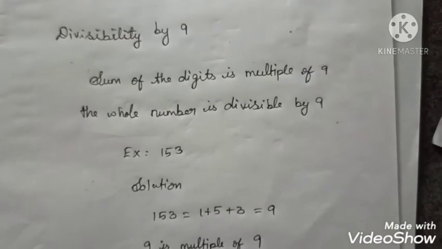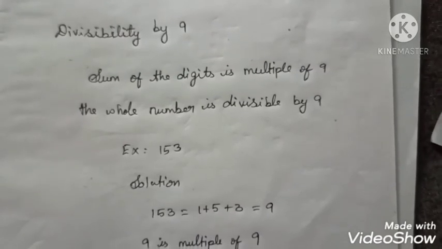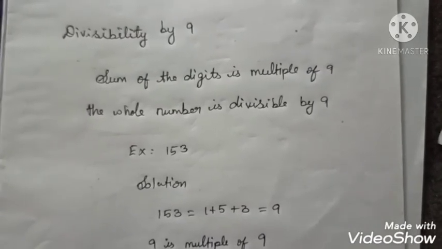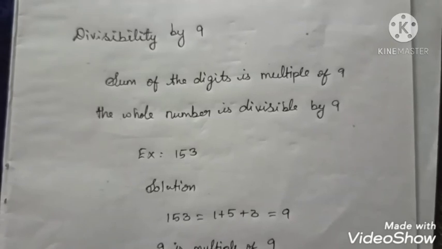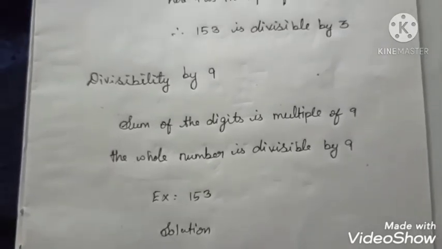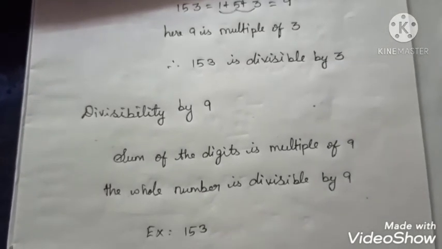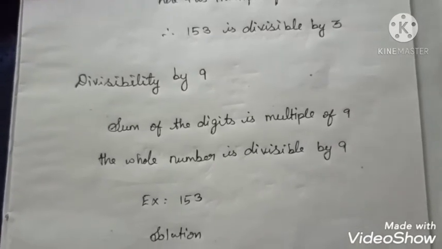Okay students, today we saw the divisibility rules. Divisibility by 2, 5, 10 and then 3 and 9. So 2, 5, 10 follow the same method. 3 and 9 follow the same method. So next class we will discuss more examples.